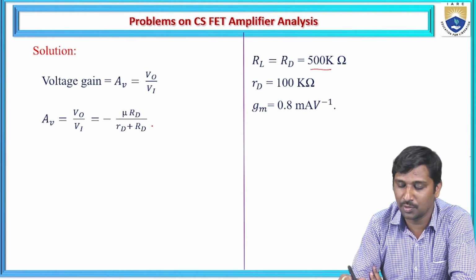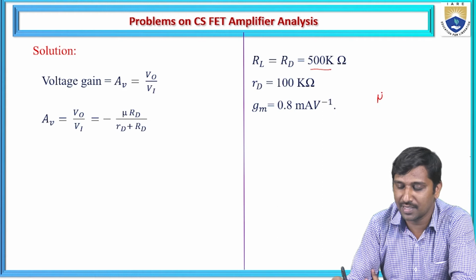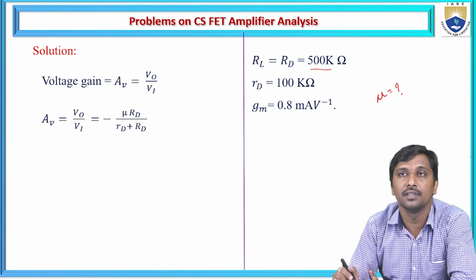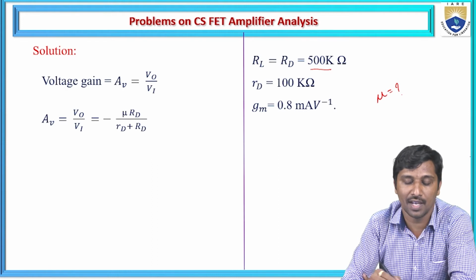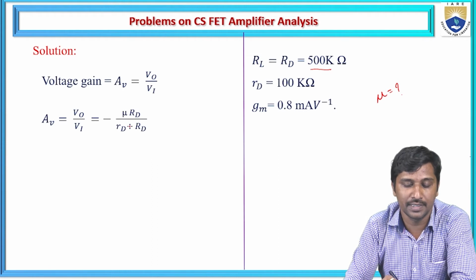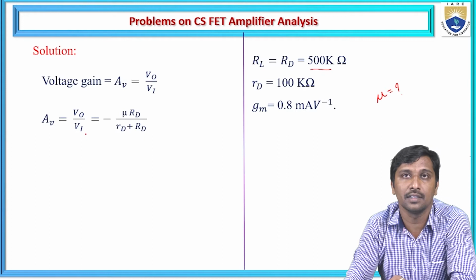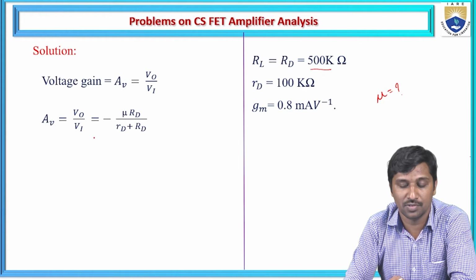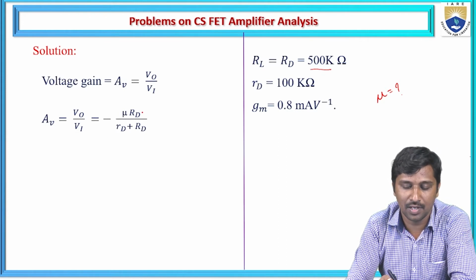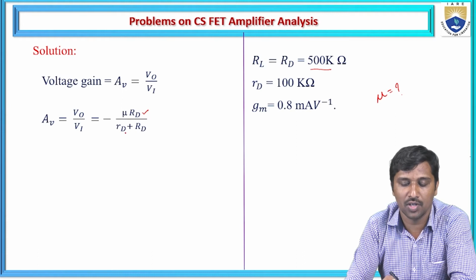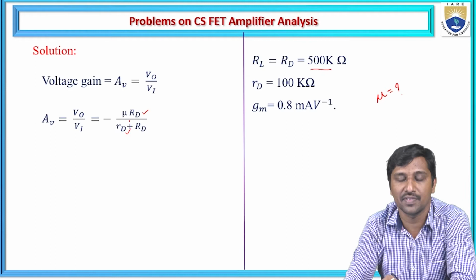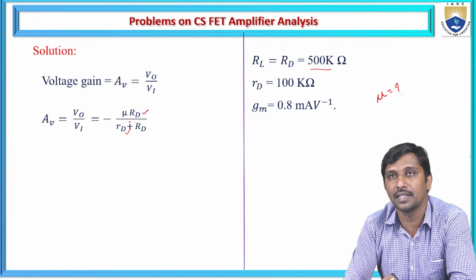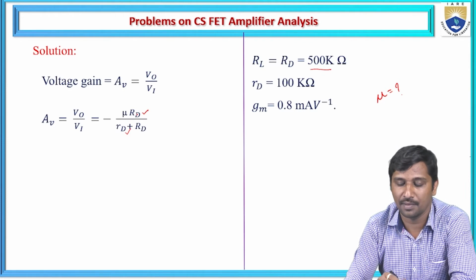So first we need to determine the amplification factor, and then substitute it in the voltage gain to derive the voltage gain of the common source FET amplifier. Capital RD is a known parameter and small rd is a known parameter. The unknown parameter is the amplification factor, hence we need to calculate it.